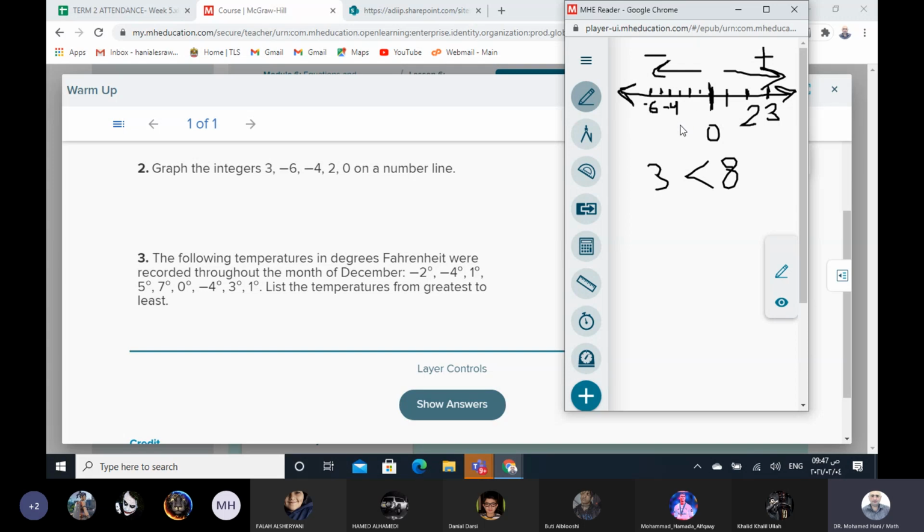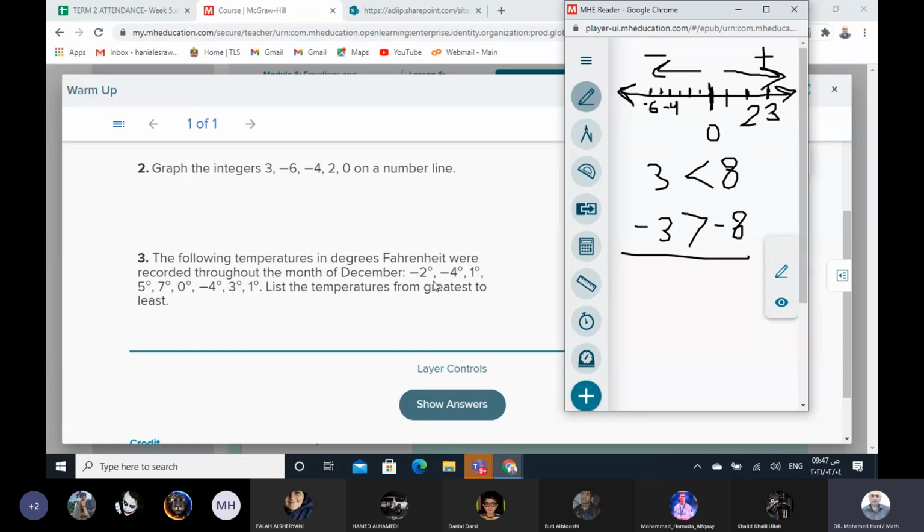But when you go to the negative side, we have the opposite idea. When the distance from 0 increases on the negative side, the value will decrease. That means when you have minus 3 and minus 8, which is greater, minus 3 or minus 8? Minus 3 is greater than minus 8. So this is the idea.